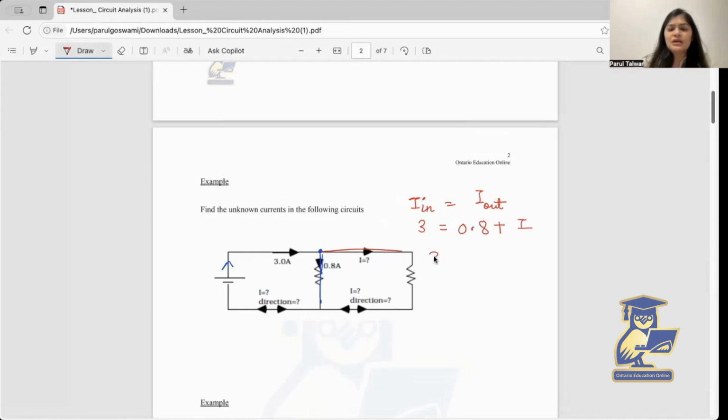I can solve this by rearranging the equation: 3 minus 0.8 equals I. Here we have just used the KCL law, which is incoming current equals outgoing current. So 0.8 ampere is flowing through this section of wire, and of course the remaining current will flow through the other section of wire, which will be 2.2 amperes. So we have calculated the current in this branch.